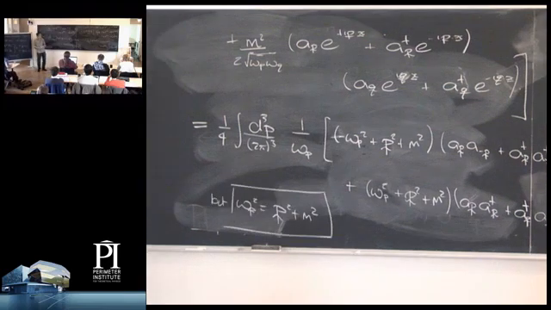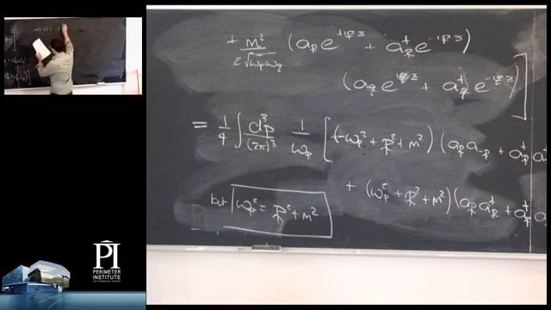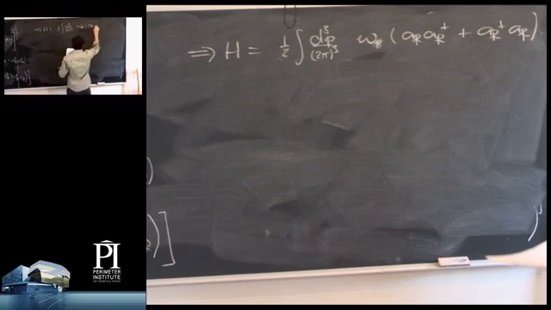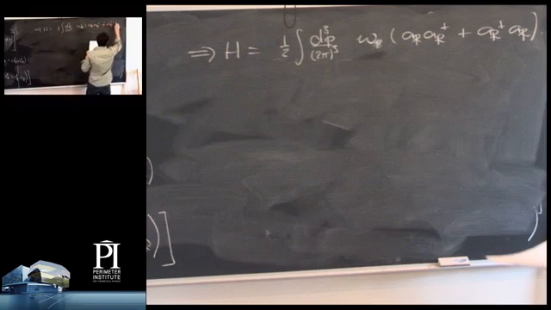Boring, but so now comes the final step. It's just to notice that the definition of this was equal to p squared plus m squared. So this term vanishes. So this is the Hamiltonian that we get.